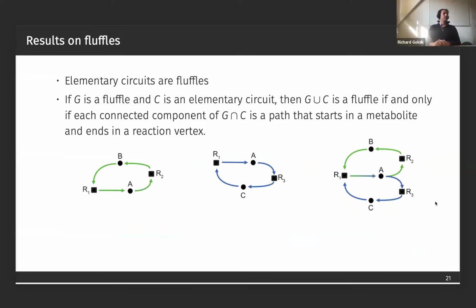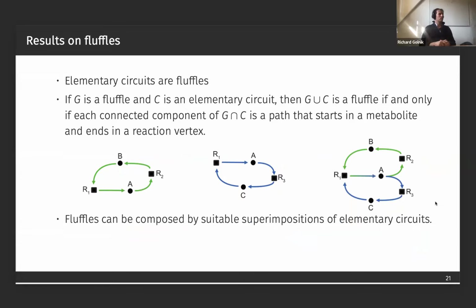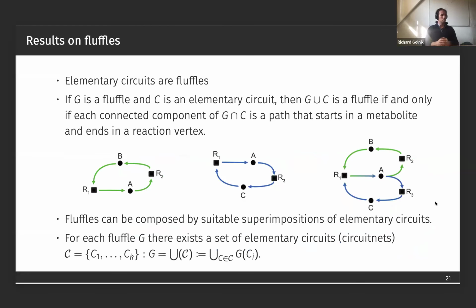Okay, so then the question, if we can create fluffles by suitable superimposition of elementary circuits, is can we find them all in such a way? And yes, this is true. For each fluffle, there exists a set of elementary circuits, which we call circuit nets, such that the union of these elementary circuits returns us the fluffle.